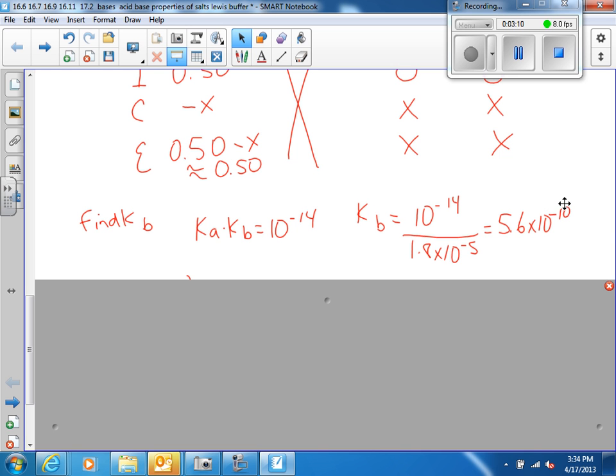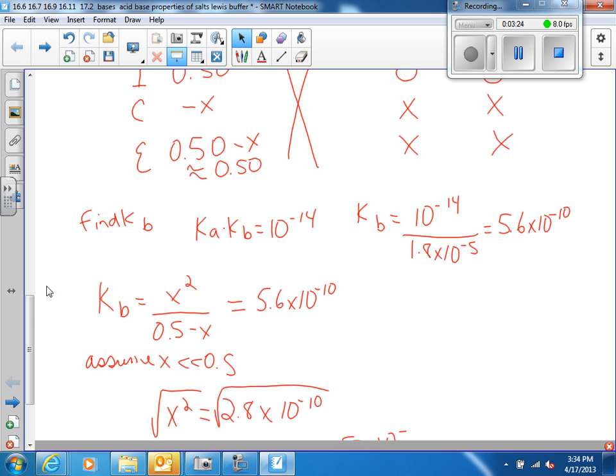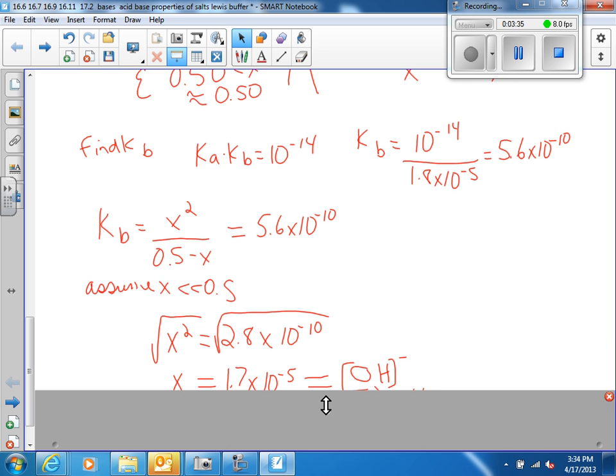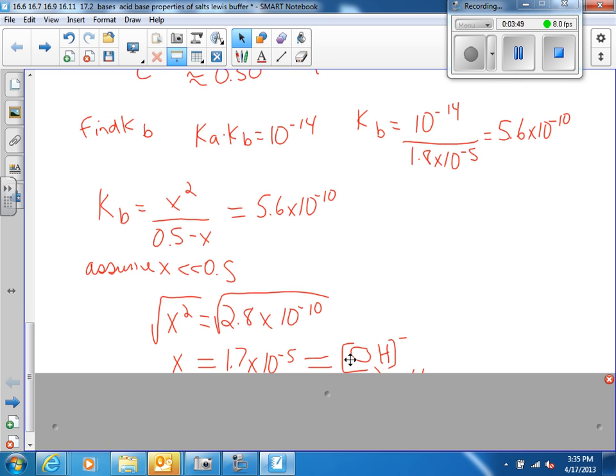Now Kb is so small, that means products are really small, which means x is really small, so much smaller than 0.5, that I'm just going to assume that 0.5 minus x is approximately 0.5. So I make my assumption, I multiply both sides by 0.5, and I get x squared is 2.8 times 10 to the minus 10. Take the square root of both sides, find x, and now recall x is hydroxide right here. It's not H plus as in the Ka problems. So x is my hydroxide concentration.